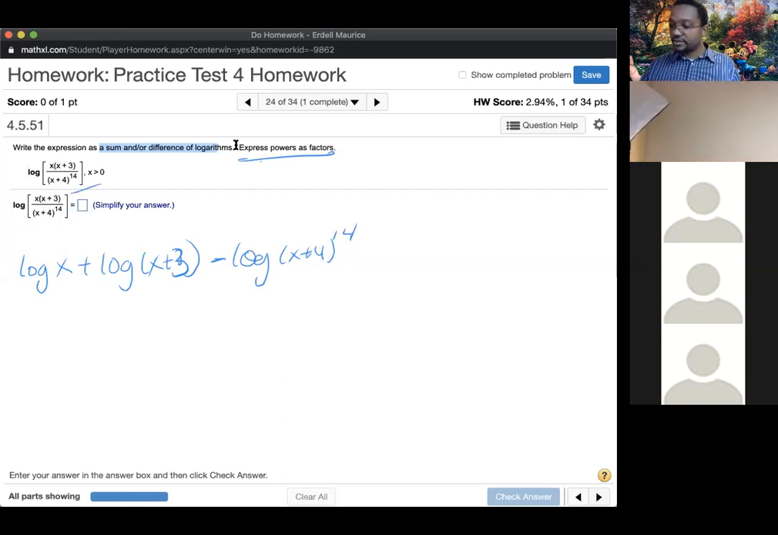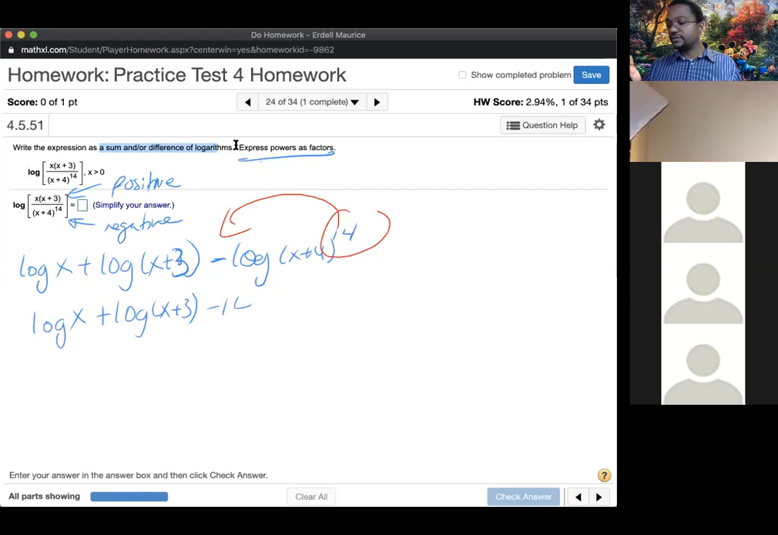Okay, so if you're in the numerator, you're positive. You're in the denominator, you're negative. And of course, I bring the power, the 14 right here, to the front of the logarithm. So it's going to be log of x plus log of x plus 3 minus 14 log of x plus 4. Questions there? Comments?